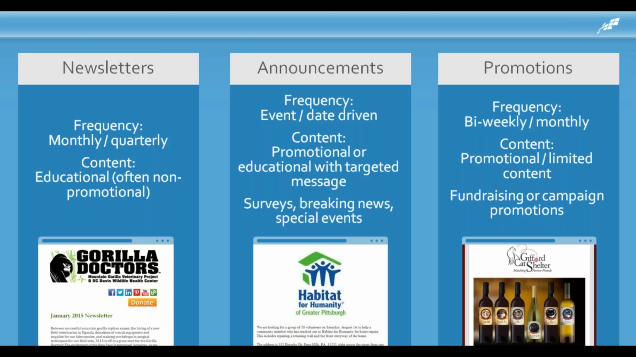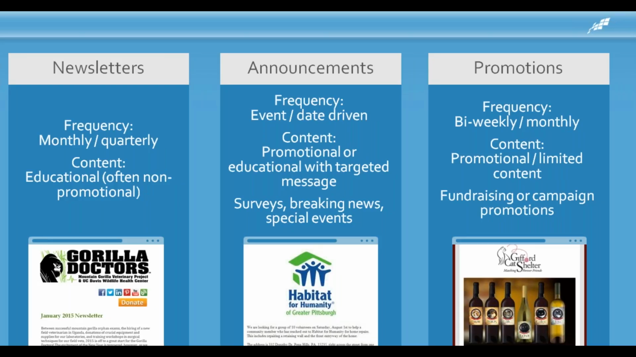I love the example with Guerrilla Doctors all the way to the left. Notice that they have a big old orange button. What does it say? It says donate. Bam. Because what do they want you to do? They want you to donate. So they make it very easy for you to see that button. That's the only orange thing on the screen, right? And I'm not even showing you all the information. I'm only showing you the top third of the email message.